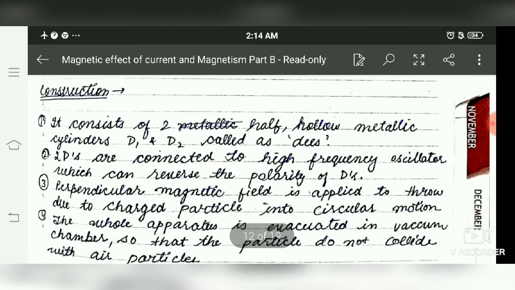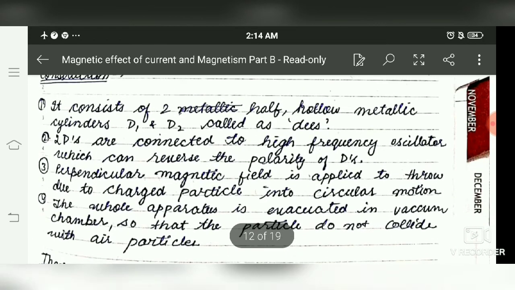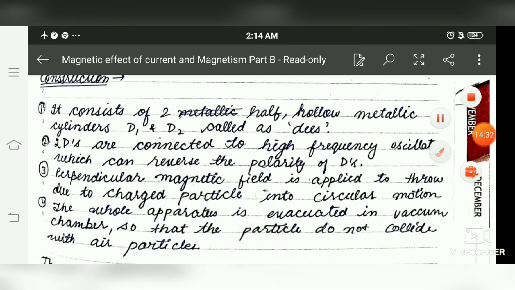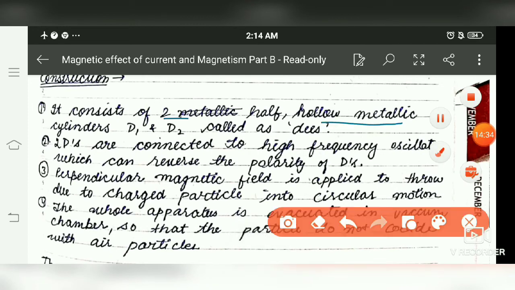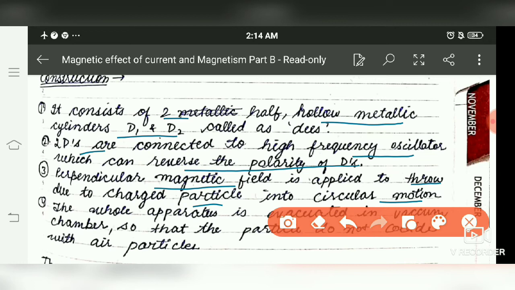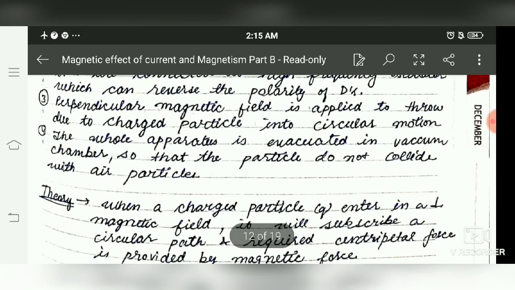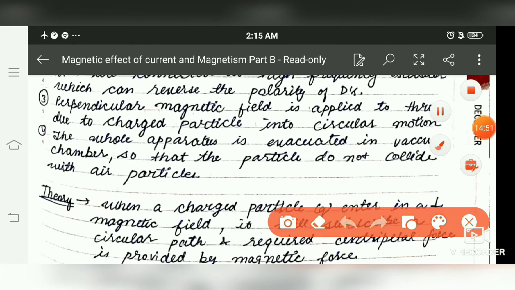So its construction: it consists of two hollow metallic Ds, D1 and D2. Then the Ds are connected to a high frequency oscillator which reverses the polarities. A perpendicular magnetic field is applied to keep the charged particle in circular motion, and the whole apparatus is evacuated in a vacuum chamber so that the particle does not collide with air particles.